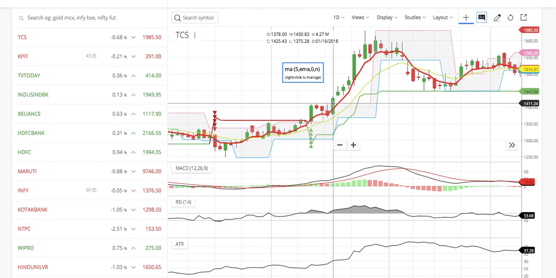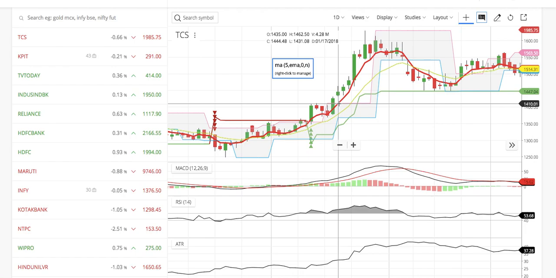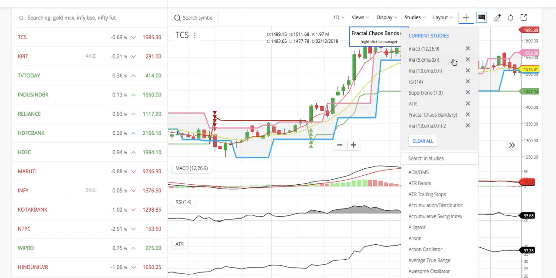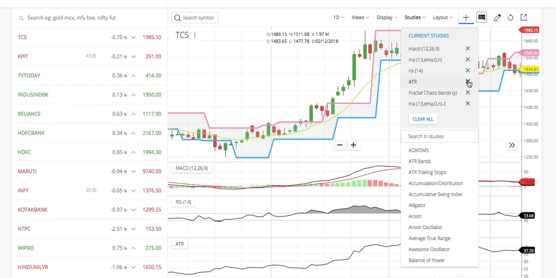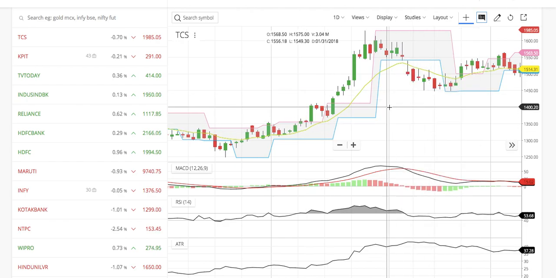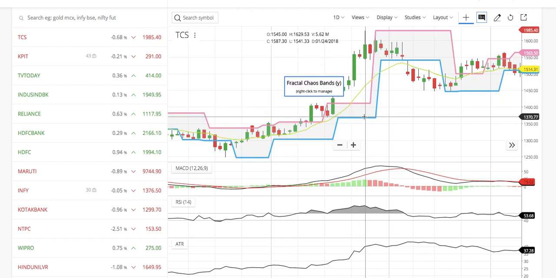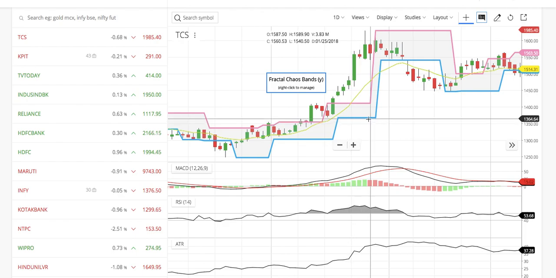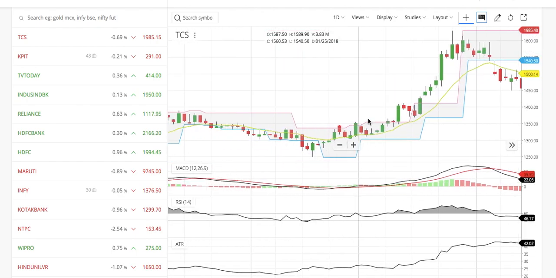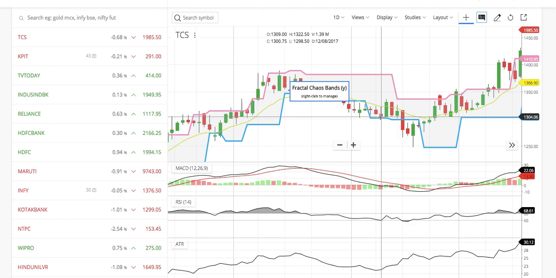So what do I mean by fractal breakout? A fractal breakout is when this pink line that you are seeing, okay, let me delete this 13-day moving average and super trend and ATR, okay, let it be there. If it disturbs we can delete that. So I now have only the 13-day moving average and the fractal breakout in this particular chart that you are seeing. It starts with a fractal breakout on the downside.